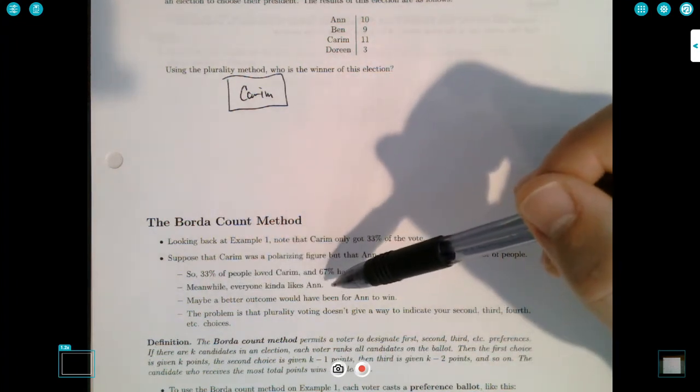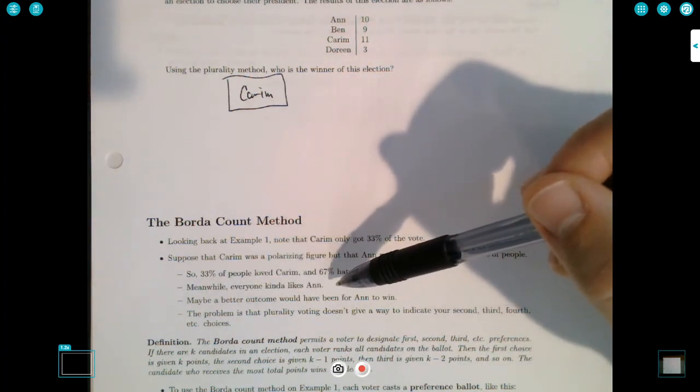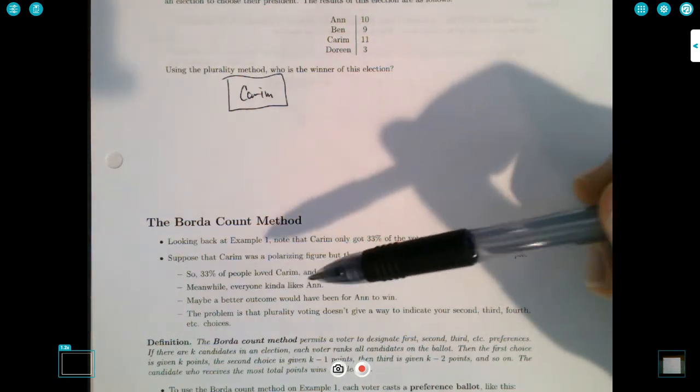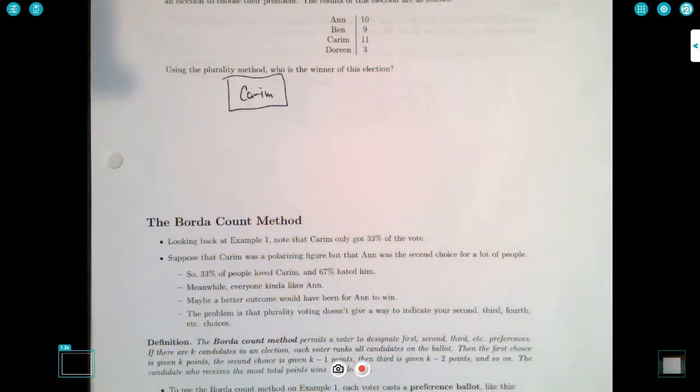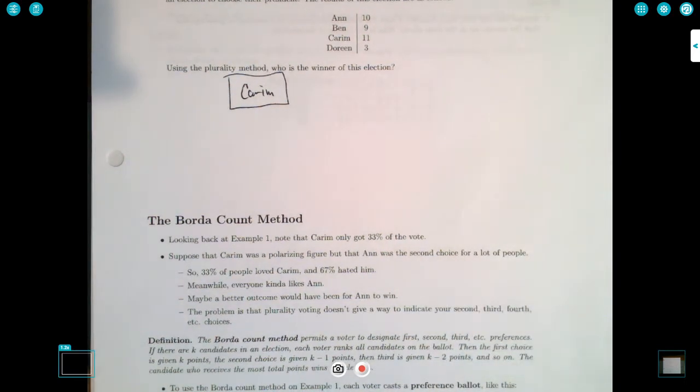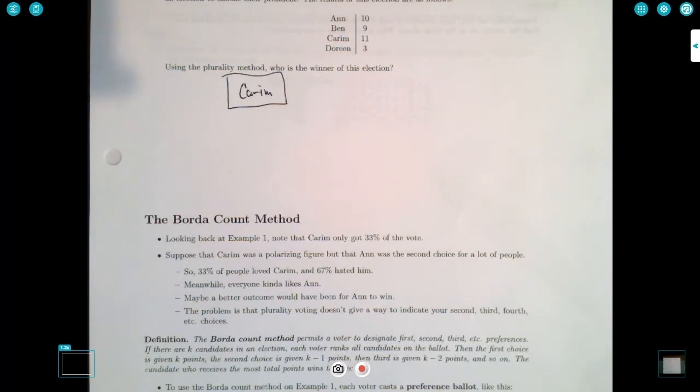Meanwhile, everyone kind of likes Anne. So she's like second place for a lot of people. So maybe you could argue, and you could also argue against this, that a better outcome would have been for Anne to have won. The problem is that plurality voting doesn't give a way to indicate your second, third, and fourth choices and so forth. So the Borda count gives us a way to do that.